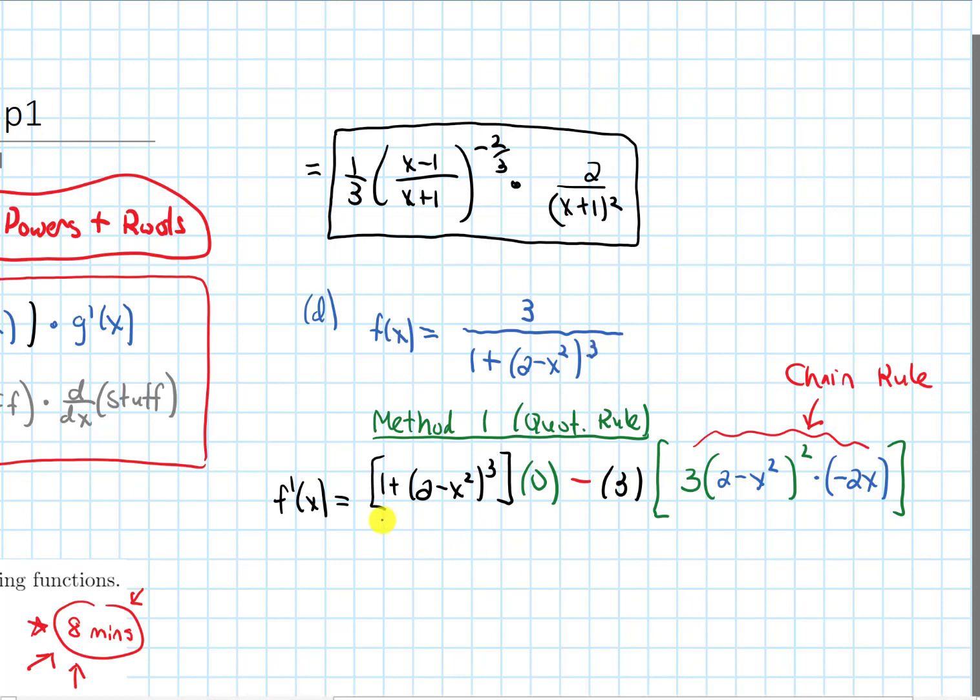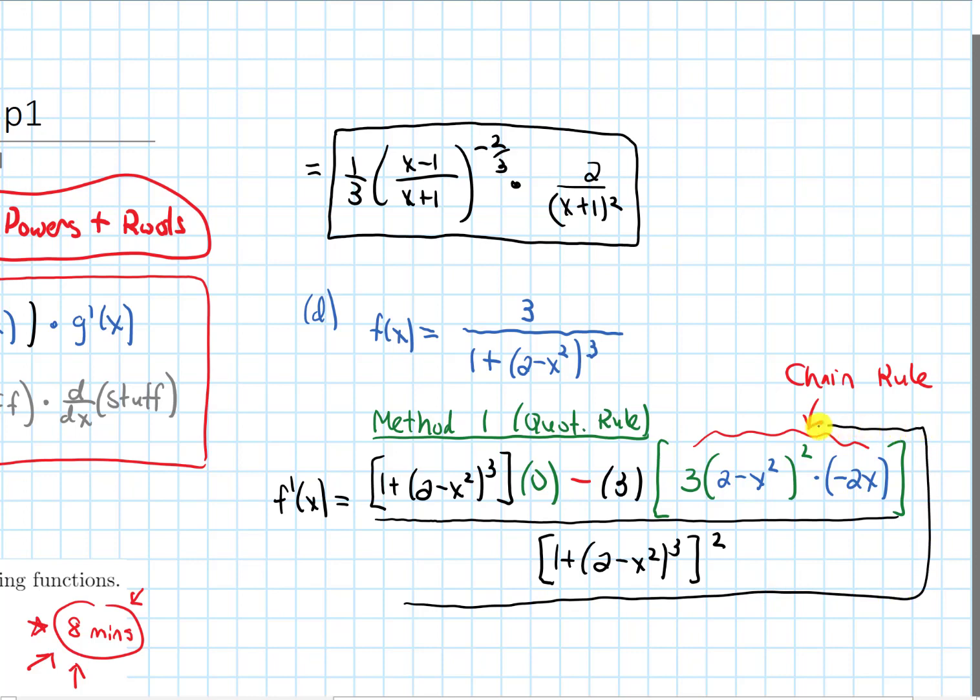All right, and then so that's low d high minus high d low all over the bottom squared, all over low squared. So 1 plus 2 minus x squared cubed. That's our low. And we got to square that. All right, so if the problem didn't tell me to simplify, it would be fine to leave our answer like this, and that's what I'm going to do. Although this definitely could be simplified a little bit. For example, 0 times something is just going to be 0, so that will go away entirely.